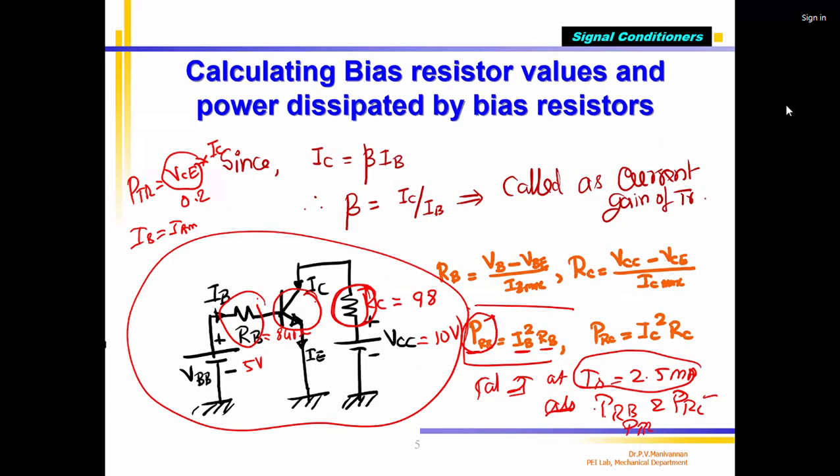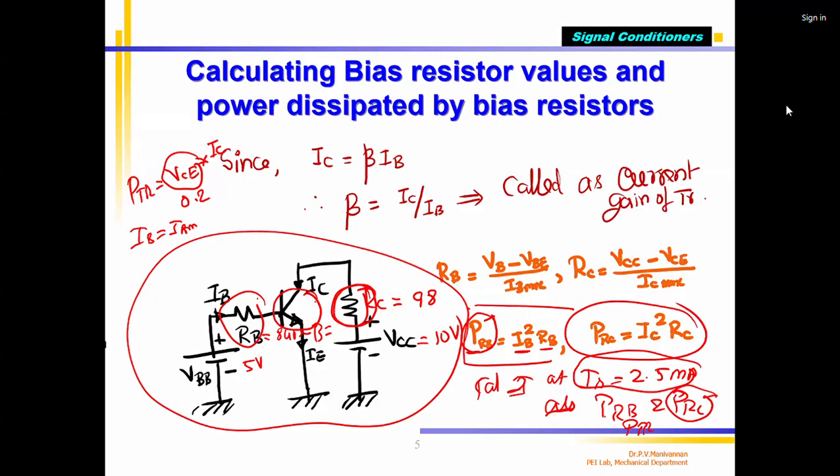Okay. Now, IB is known, automatically you want to calculate PRC. To calculate PRC, you should know the IC. Already beta is given, and already you know the IB. So you can calculate beta times IB equal to IC. Then you can compute this power dissipated.